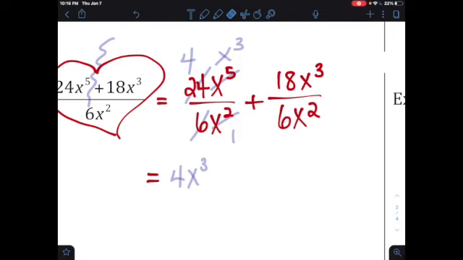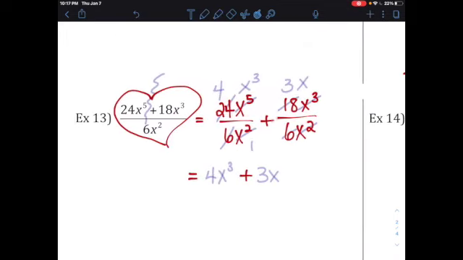Then the next part is 18. It's going to be 18 canceling out with 6. So that's going to be 3 on top. And then x to the 3rd over x to the 2nd, so therefore x is left on top. So plus 3x. And that is your answer for example 13.